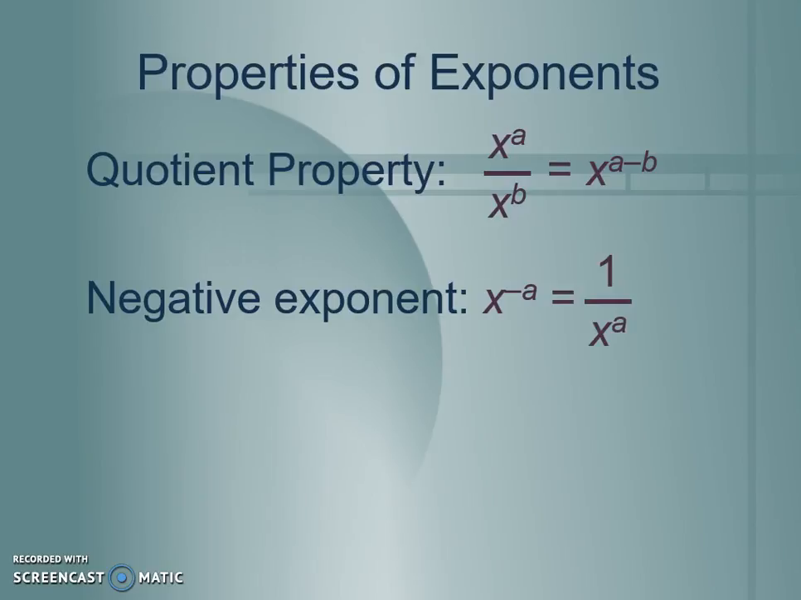So these were the quotient properties, and then the negative exponent property. We already talked about those. The last one we need to remember is our zero exponent, which we touched on at the beginning of this lesson also. And that's just any time any number is taken to the 0 power, it is always equal to 1.